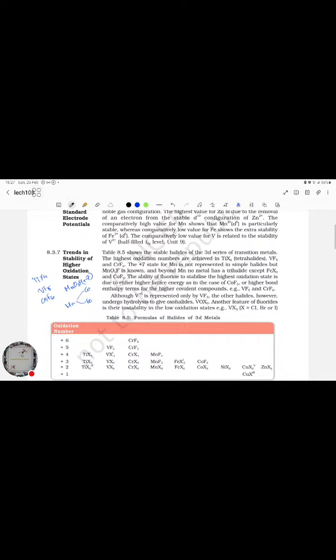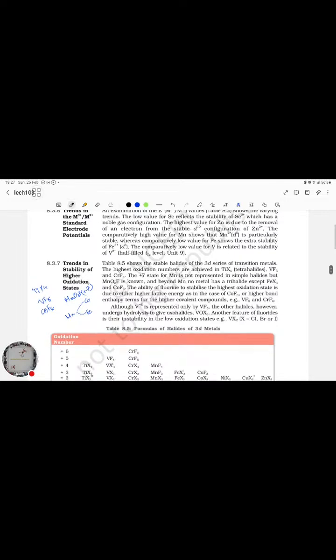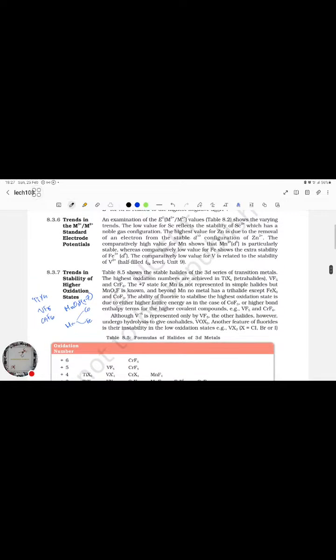The comparatively low value for vanadium is related to the stability of V2+. So for vanadium, the comparatively low value, we can talk about the t2g set. For ferrum we will be having a half-filled configuration. For zinc there will be a higher value due to the d10 configuration and removal of an electron from the d10 configuration, and the higher value for manganese 2+ as well.